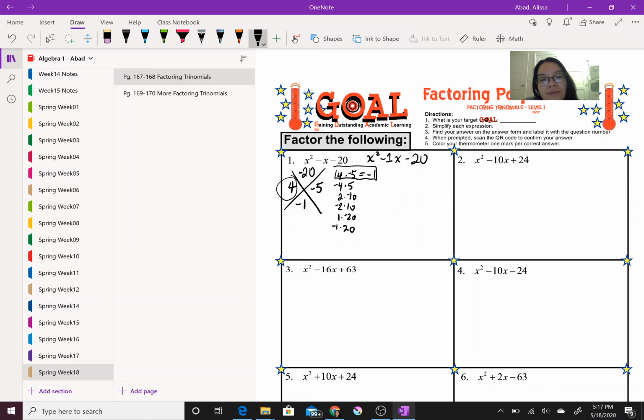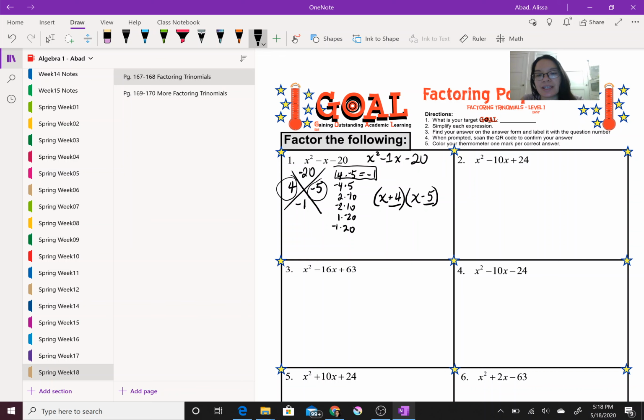Now that I have 4 and negative 5, I'm going to include that to make my factors for this trinomial. So I have x squared minus x minus 20, and I'm going to put it into these binomials here. I'm going to say that I have x, plus 4 as one of my missing terms in this factor, and minus 5 as the other missing term in that factor.